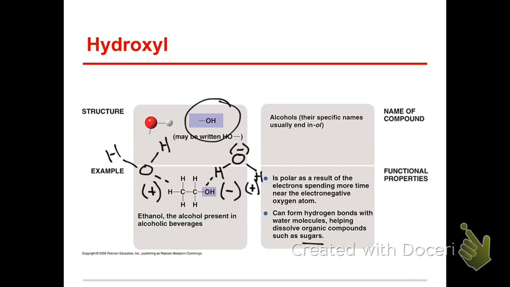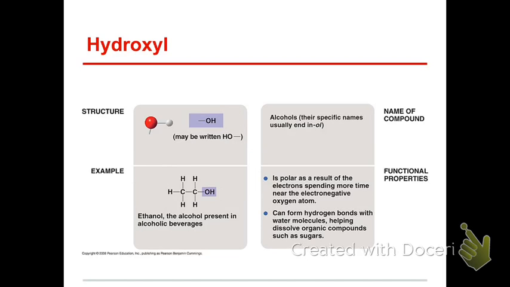Okay, cells transport materials across their membrane via solution concentrations. So glucose and other molecules can easily move from high concentration to low concentration. They can diffuse because they are found in solution. They are dissolved in water. So that's the hydroxyl group.